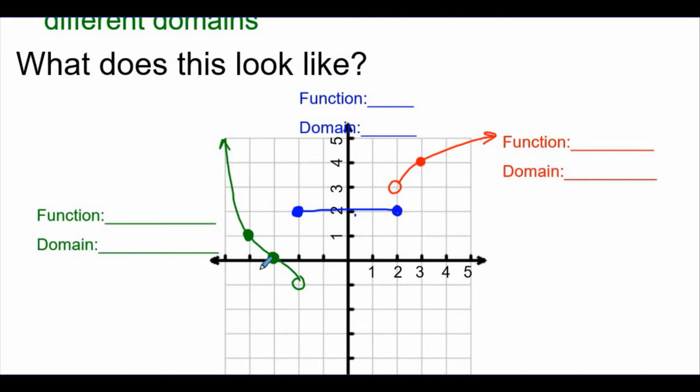So the first thing I'd like to do is identify, well, what is this? This is x to the third power. This right here is a horizontal line.